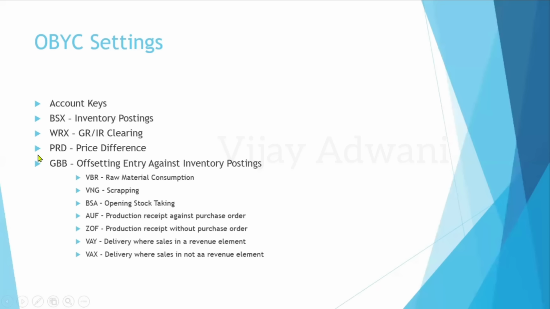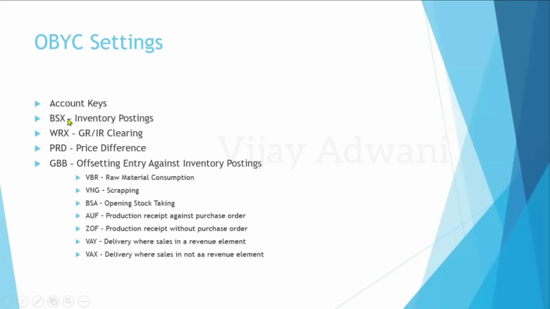If the inventory is scrapped, it will go through the account key scrapping. So every movement of the raw material is also associated with an account key, which is associated with the GL account. So we need to configure these OBYC settings. The T code in itself is OBYC, wherein you need to configure the GL accounts against these account keys.